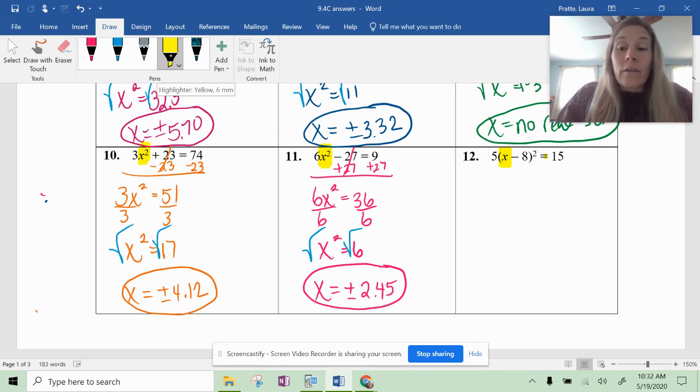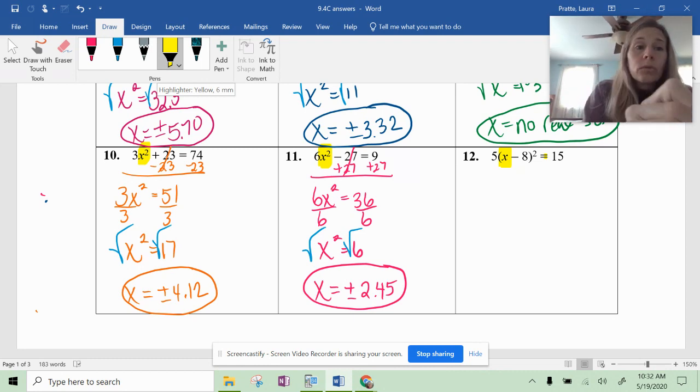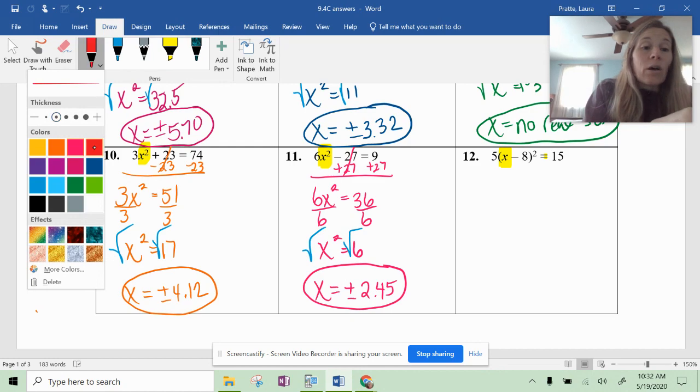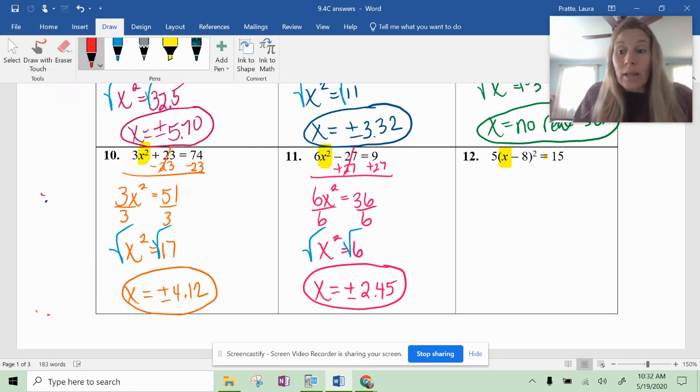You would have to write 5 times x minus 8 times x minus 8, FOIL them together, distribute the 5, then you're going to have to factor. There's ways you can do it. It's just going to be a lot more work. But since you only have the one variable there, you want to get it by itself. That's going to be your easiest way of doing this.